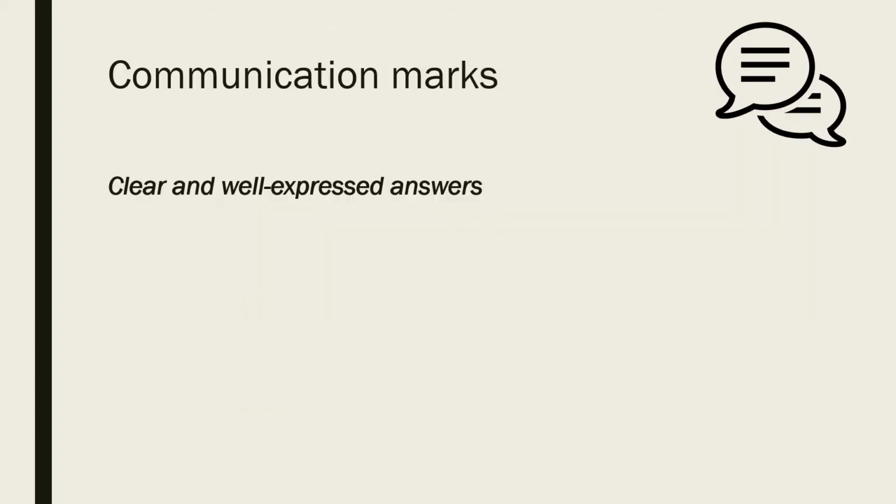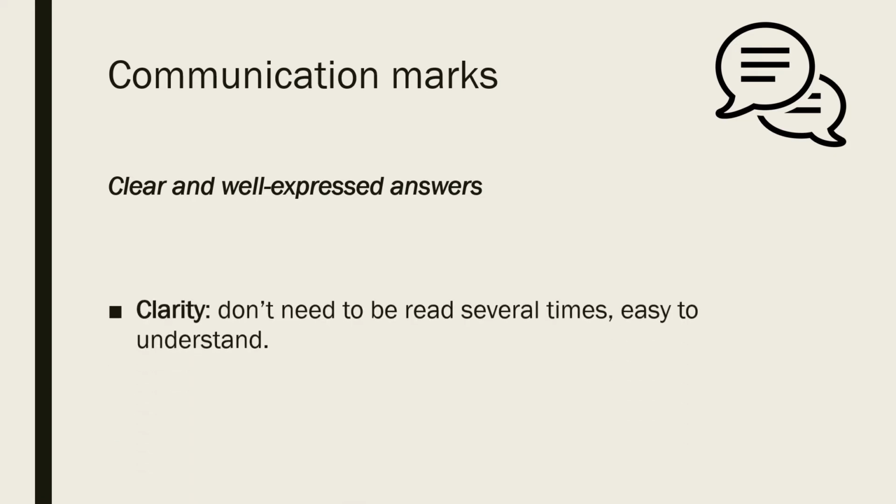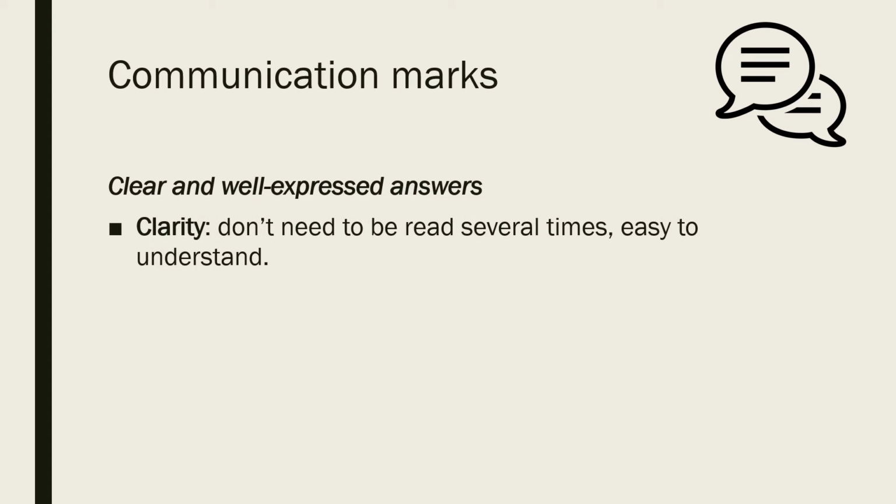Let's look at how the communication marks are allocated. Answers need to be clear and well expressed. So 1 mark is for clarity, which means that the response doesn't need to be read several times. It flows, it's in a logical sequence, and it's easy to understand. The second communication mark is for relevance.